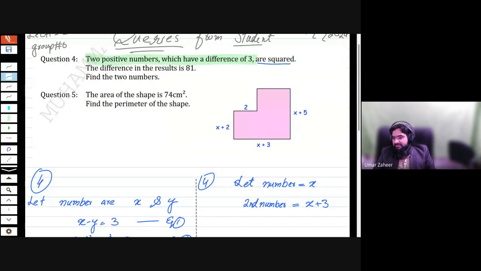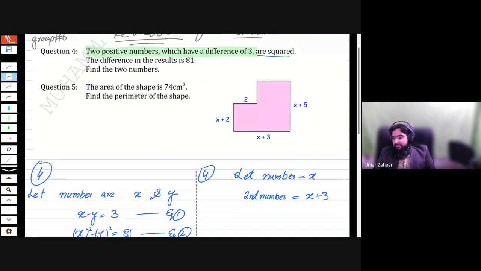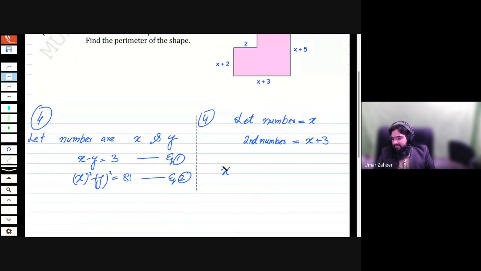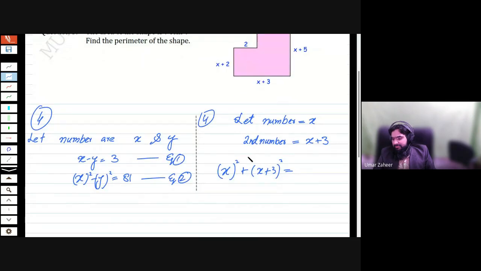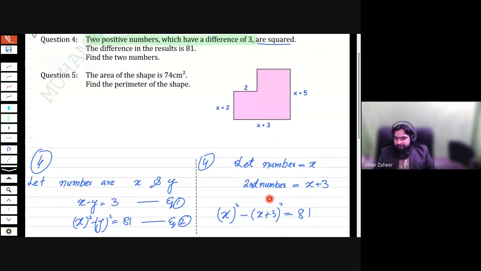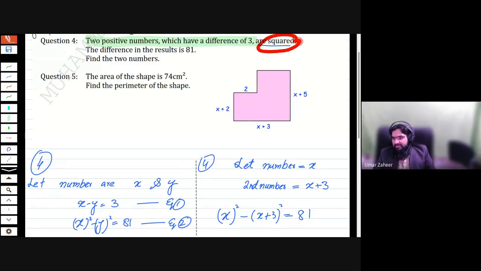Now he says the difference is going to be 3. In the next part, he says the squares. So we have to square the numbers. We have to square the first one and square the second number, and the difference is equal to 81. So we square the first number, square the second number, and the difference is equal to 81. It is clear? Yes, sir.